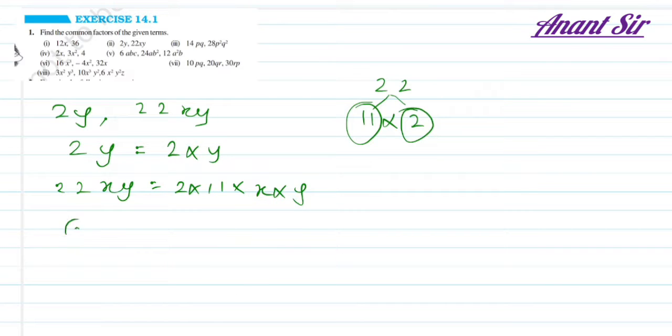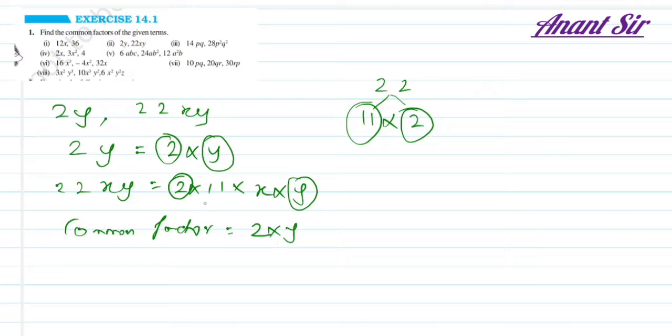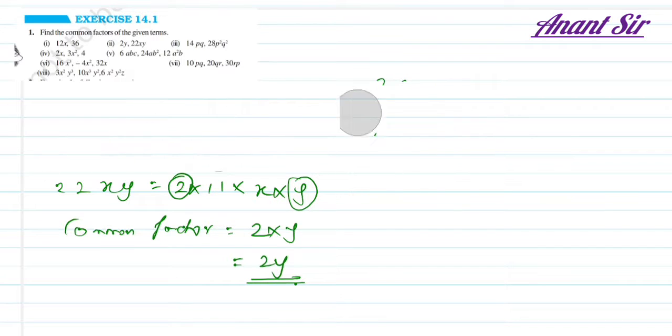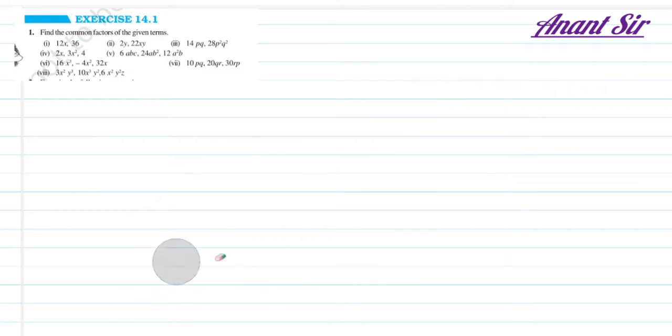Now we have to find the common factor. So here 2 is common in both, so I am going to write it once, and y is common in both, I am going to write it once. Now there is no other common factor. So this is the answer for the second question. So friends, let's move on to solve the third one. What is the third one? Third one is 2x and 3x square and 4.